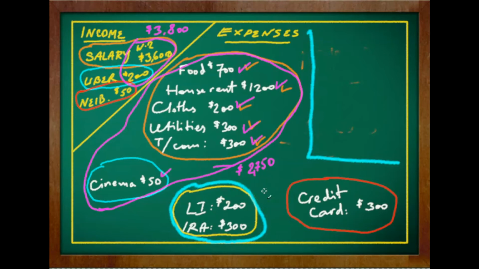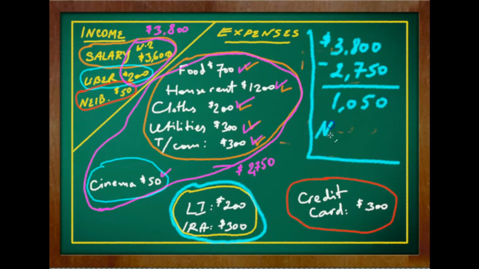Then find the difference between income and expenses to get your additional or subtractive economic value, that for our household we shall call net contribution to our net worth, equity. Net contribution is $3,800 minus $2,750, that equals $1,050.